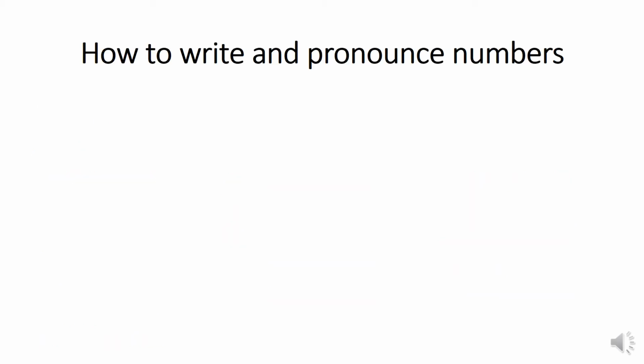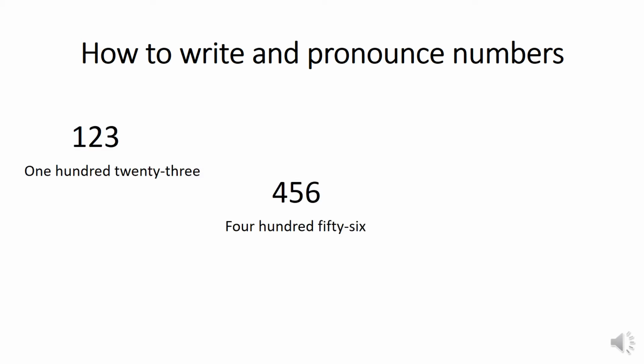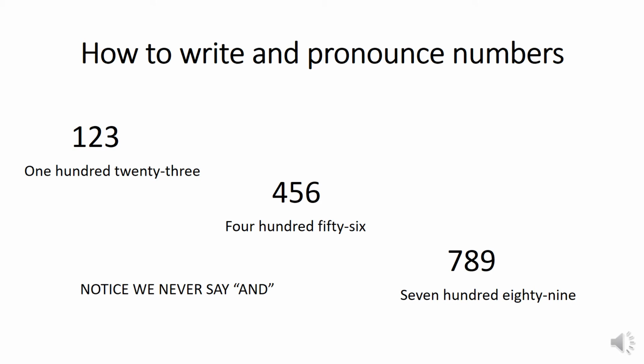Now we'll look at pronouncing and writing bigger numbers. Most of us are pretty good at writing and pronouncing 3-digit numbers like 123, 456, 789. But notice we never said "and." A lot of people do say "and" when they say these numbers, but technically it's not correct to say "and" when you say these numbers. There is a special place and time to say "and," and we'll look at that another time.